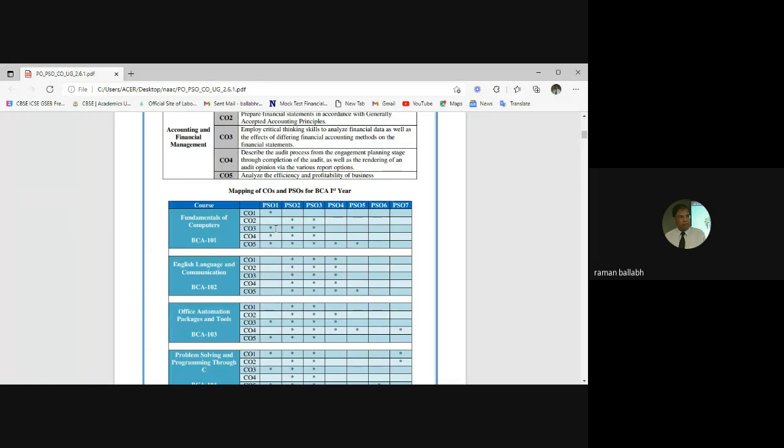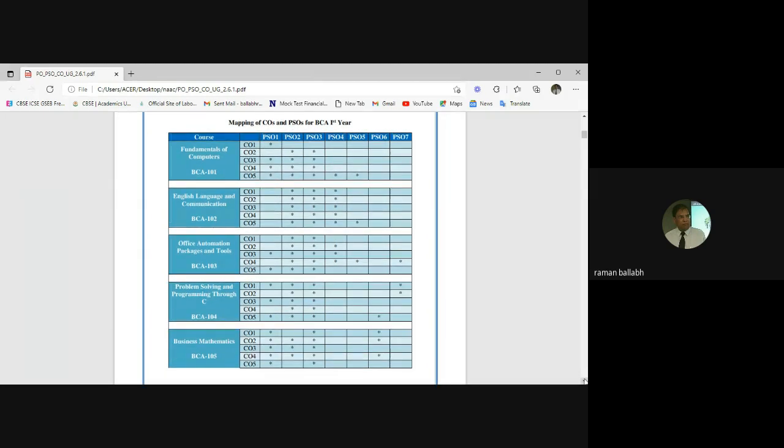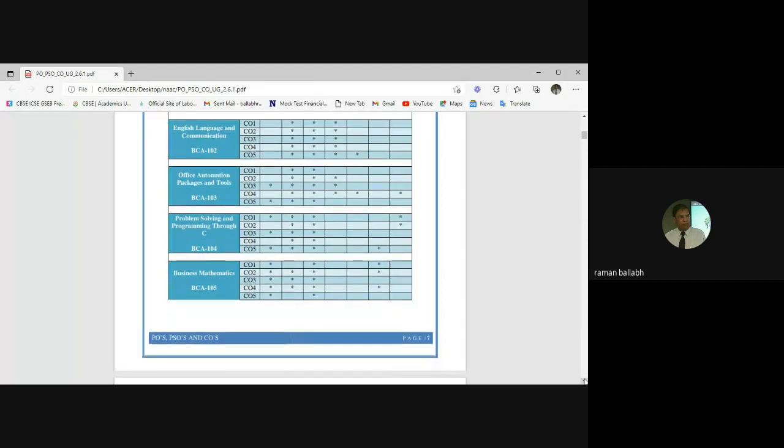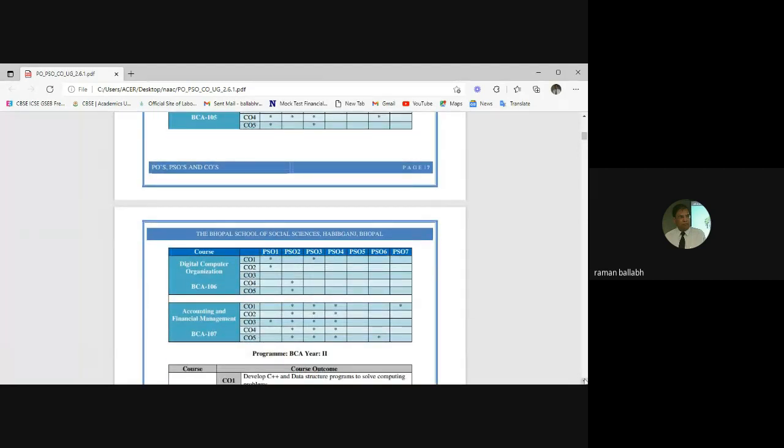Yes, sir. Say for example, for CO1, only one PSO1 is planned to be assessed. In CO5, 5 different PSOs are to be assessed. You got my point? Yes, sir. So the complexity of the topic to evaluate CO or PSO is different for each one. You are getting the points. Am I clear with everybody? Dibyani ma'am. Yes, sir. Absolutely clear.